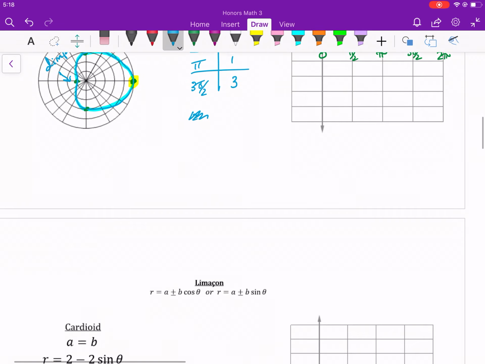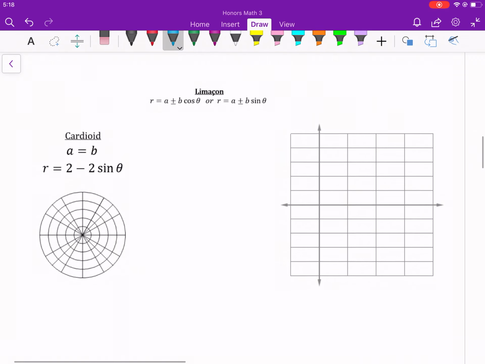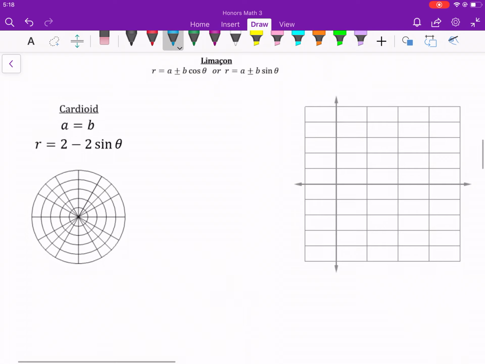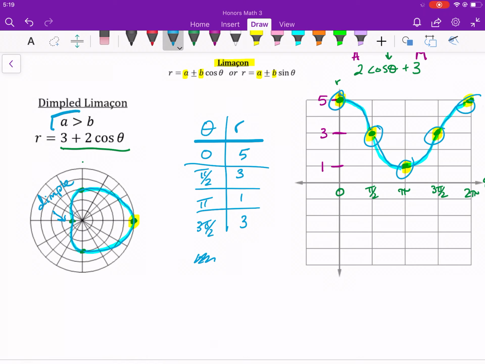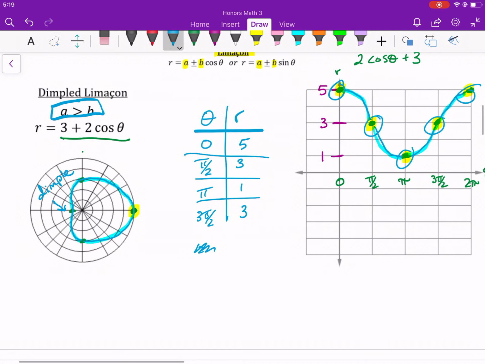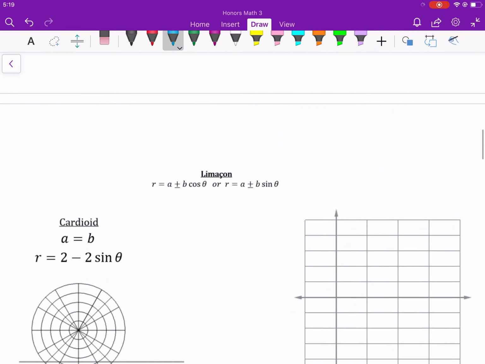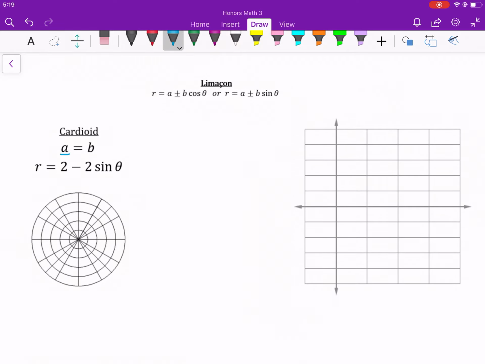So let's go ahead and do our next limaçon. My favorite one is the cardioid because it looks kind of like a heart, which is precious. By the way, the dimpled limaçon always occurs when A is greater than B. I think I forgot to mention that, so I'm just going to say it right now. So notice this A right here is bigger than that B right there. So cardioids occur when A and B are the same. So we're ignoring the sign in between. Our A is 2 and our B is also 2. So this is when the cardioid occurs.